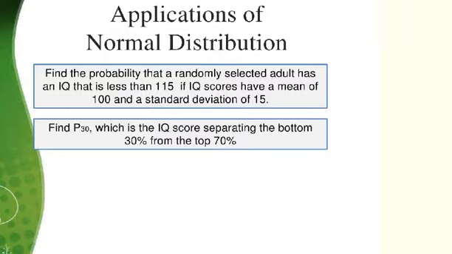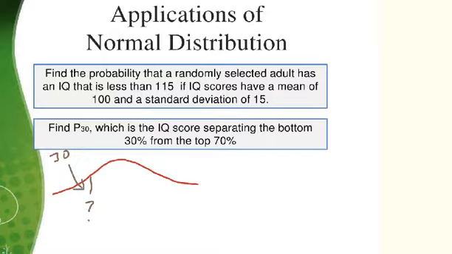So now let's find P30, the IQ score that separates the bottom 30% from the top 70%. This is the same thing as thinking about the z-score that on our normal distribution would have 30% to the left of it. So we need to find this z-score that has 30% to the left of it. That'll take us to the table, and we can find where 0.3 is, which represents 30%. That'll give us a z-score, and then we have to convert that into an IQ score.